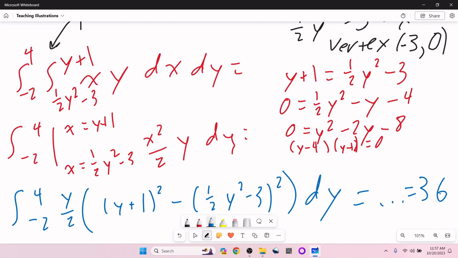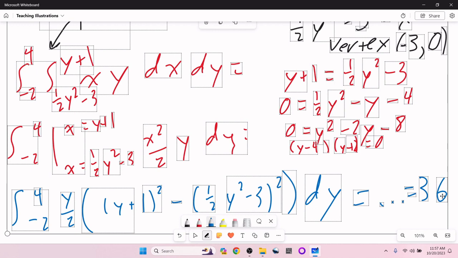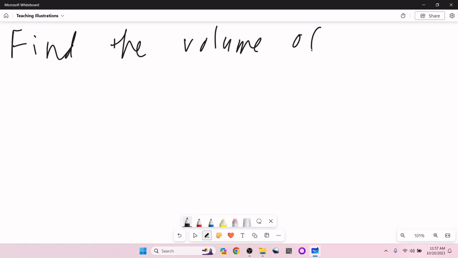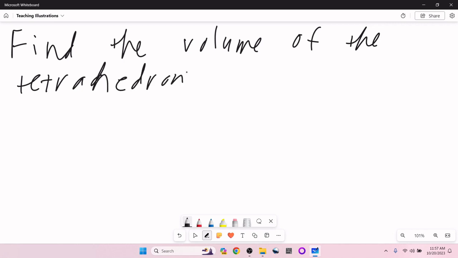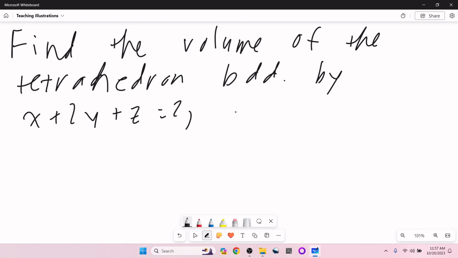All right, so let's do some more examples then. Let's do something a little more challenging, perhaps. Okay, so find the volume of the tetrahedron bounded by x plus 2y plus z equals 2, x equals 2y, x is 0, and z is 0.